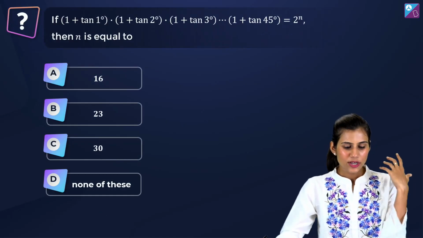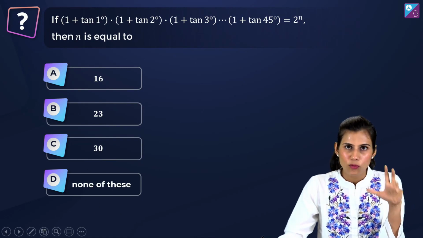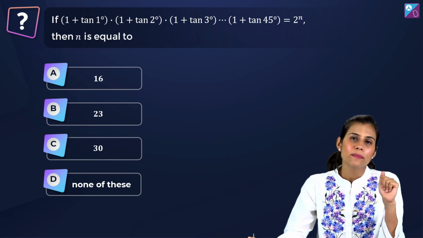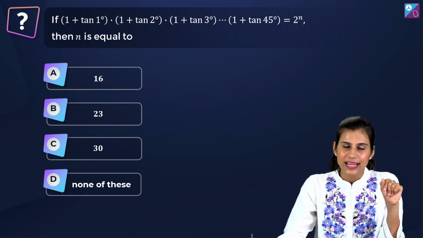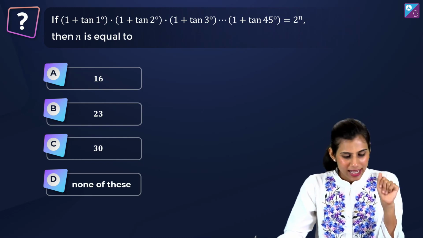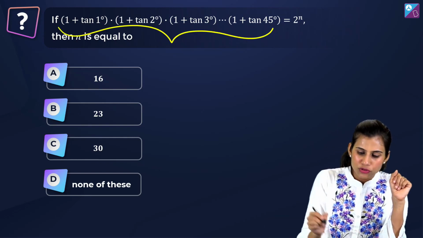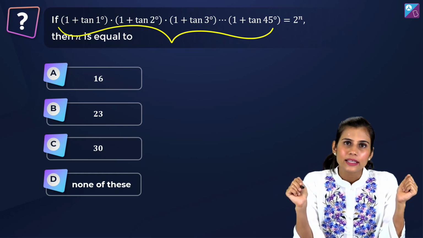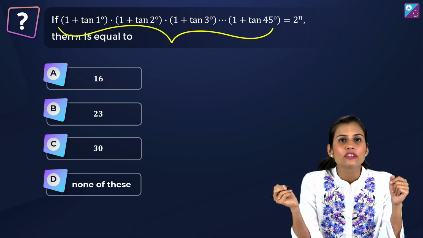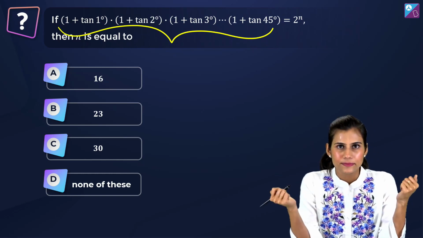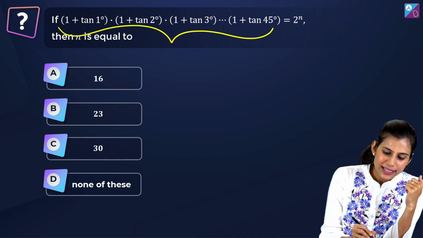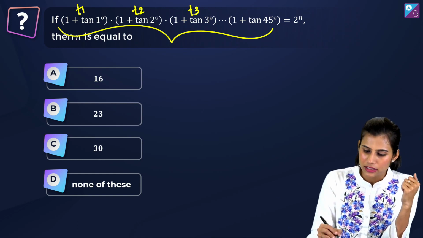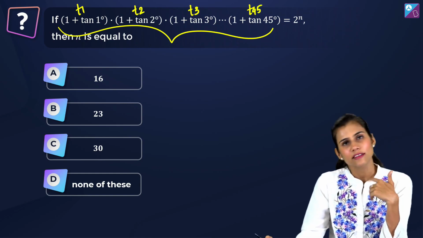This one says that if 1 plus tan 1 degree multiplied by 1 plus tan 2 degree multiplied by 1 plus tan 3 degree and so on till 1 plus tan 45 degrees is 2 to the power n, what is n equal to? Well, first of all, again I want you to observe this big fat product expression. What is happening here? You have 45 individual brackets which are being multiplied. So I can say that the first bracket is acting like the first term, second bracket is acting like the second term, third bracket is acting like the third term and so on. 45th bracket is acting like the 45th term.